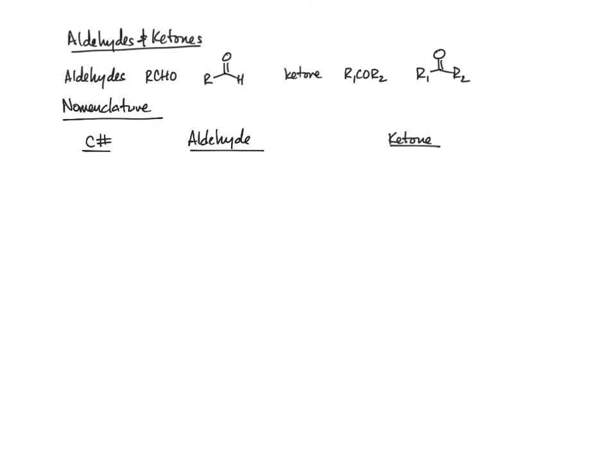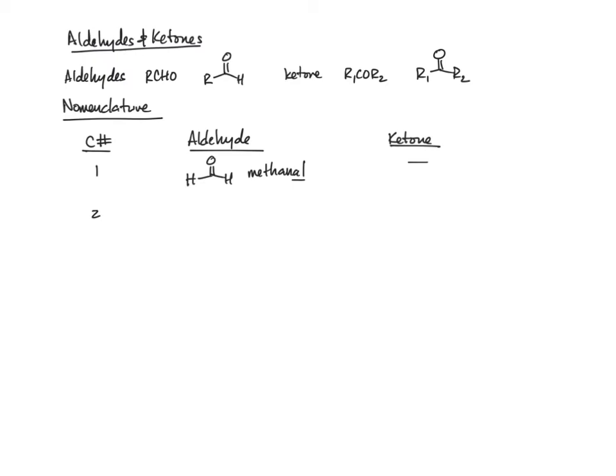So for one carbon count, that aldehyde would be called methanal. So we're taking one carbon methane, we drop the E, and we add Al. So that Al is indicative of aldehyde, so methanal. So we cannot have a one carbon count ketone. What about two?